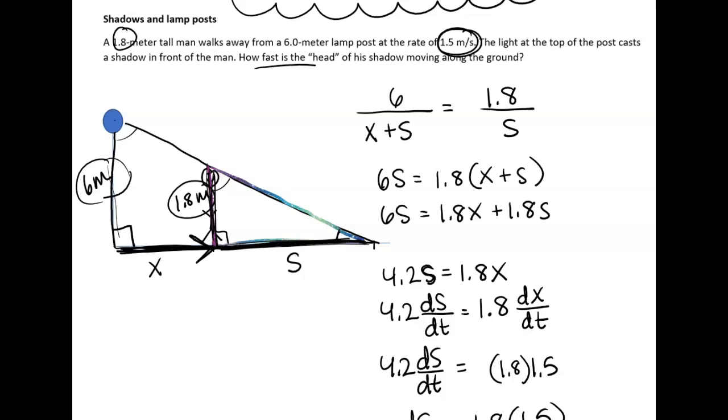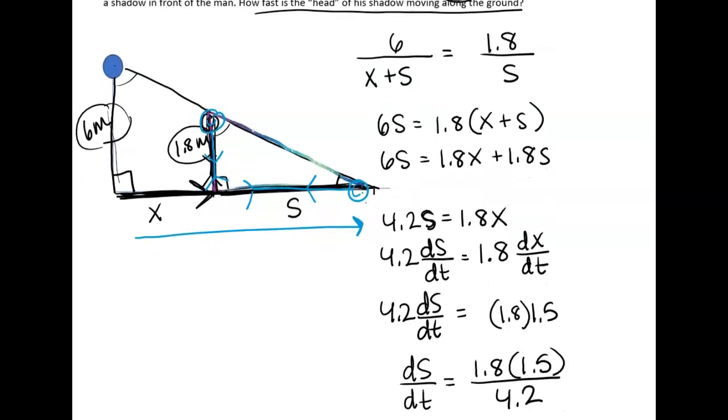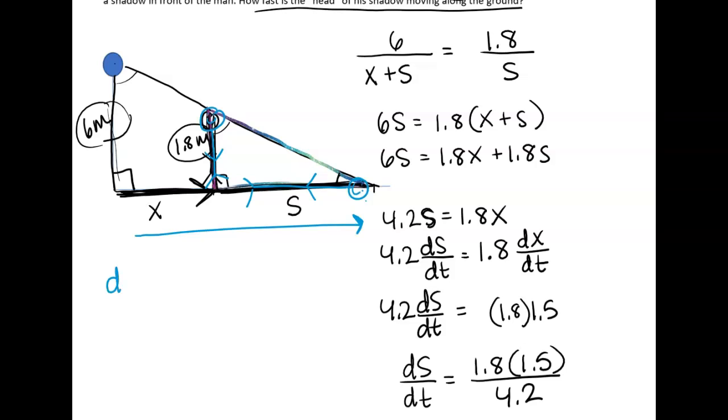Okay, so now we try to answer our question. How fast is the head of his shadow moving along the ground? Okay, so this is our man. I'm going to kind of redraw his outline there and his happy face. His shadow, the head of his shadow is going to be down here, right? I don't know that his smile would be in the shadow, but there's his shadow. So how fast is the shadow moving? That's going to be how far this whole distance is changing. And so that whole distance is actually dx/dt plus ds/dt.